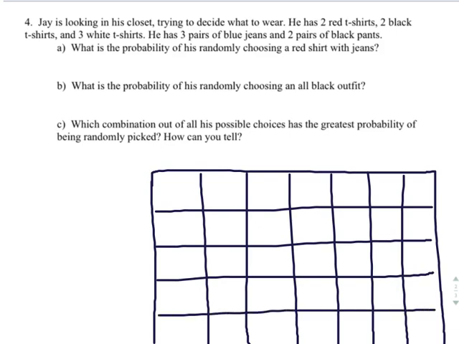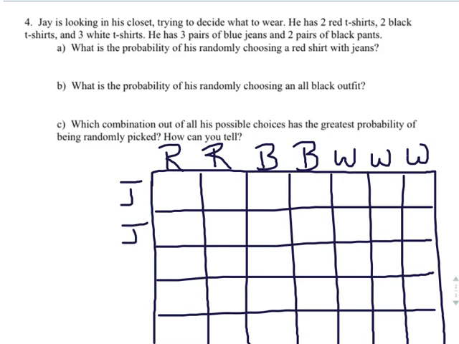And I'm going to label everything. I'm going to abbreviate it. So R for red, 2 of black, and white, white, and white. And then we also have 3 pairs of jeans. I'm going to use J for jeans and B for black pants. Now I could go through and list out red shirt with jeans and everything, but just because I know what's coming up for this problem, I'm going to stick with drawing in some symbols here. So part A asks, what is the probability of his randomly choosing a red shirt with jeans?